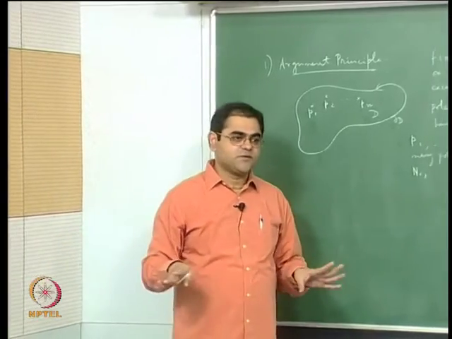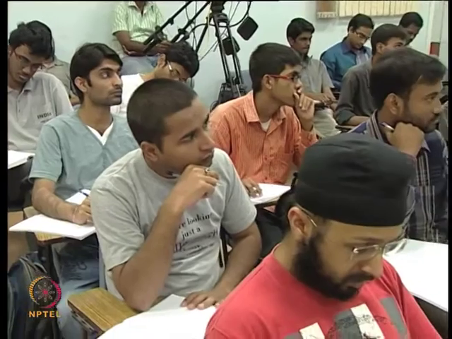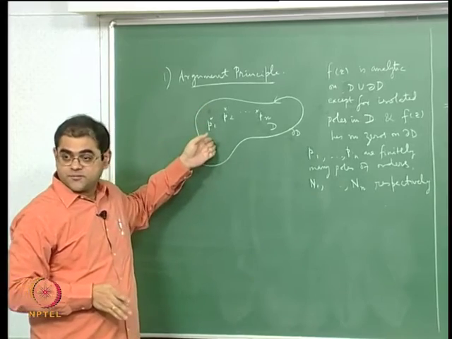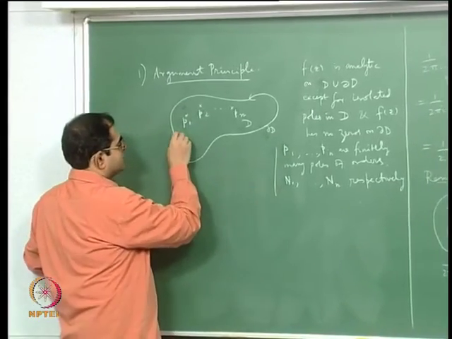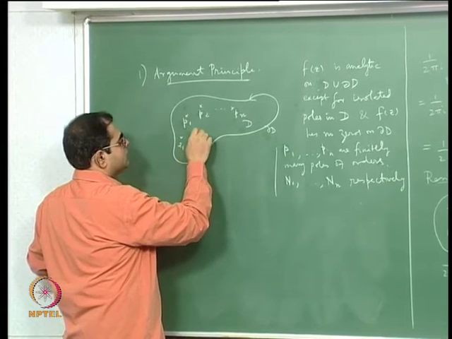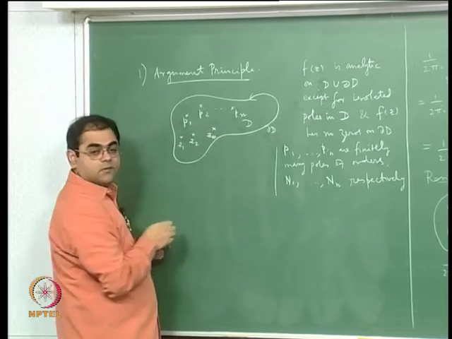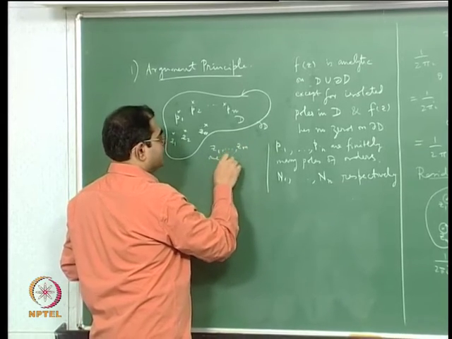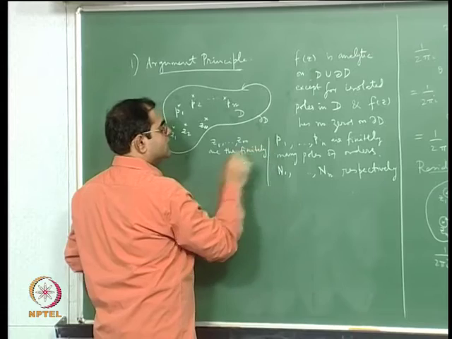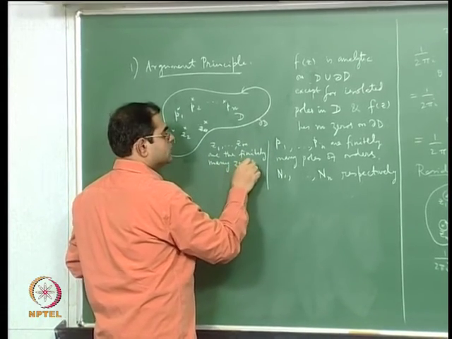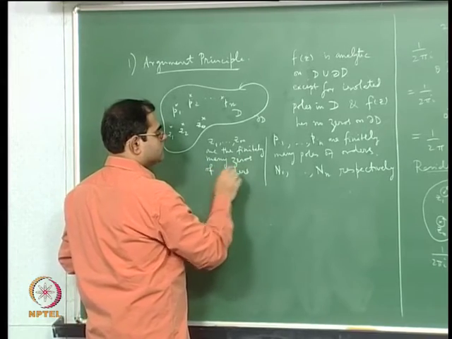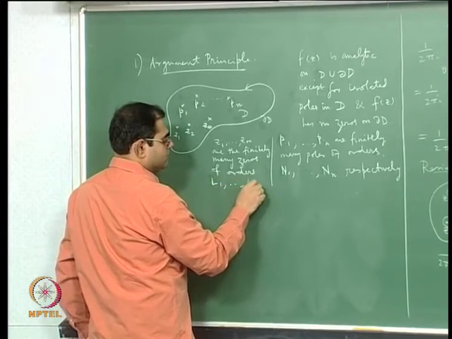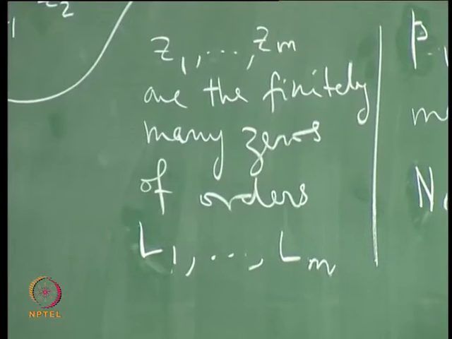In other words, if you have zeros they have to be isolated, so the set of zeros will also be isolated, and again the same compactness argument will tell you that there are only finitely many zeros inside. So call those zeros z1, z2, etc., zm. So z1 through zm are the finitely many zeros of orders l1, etc., lm. And of course there are no zeros on the boundary.